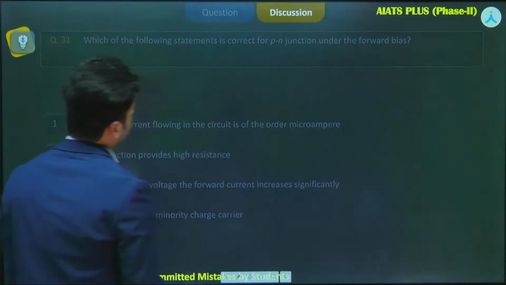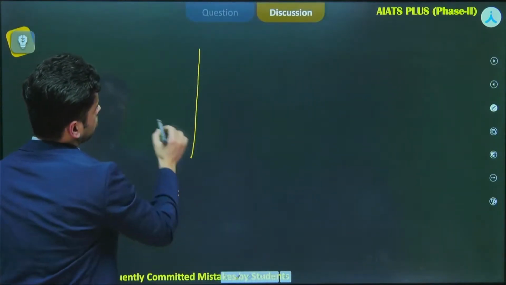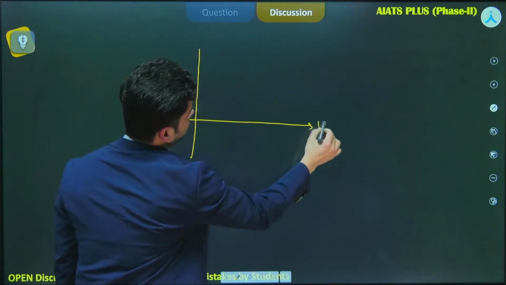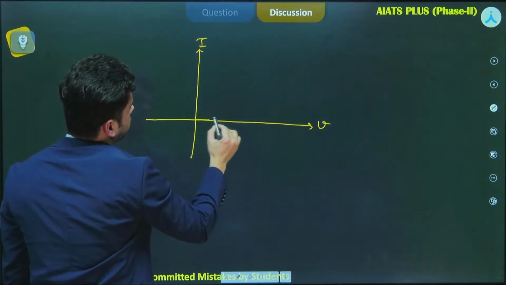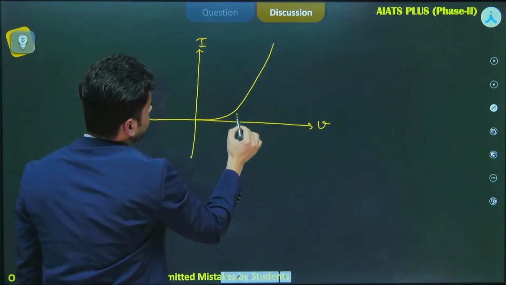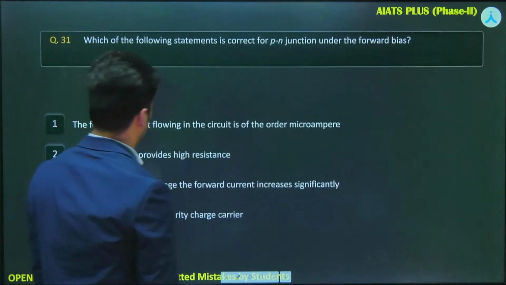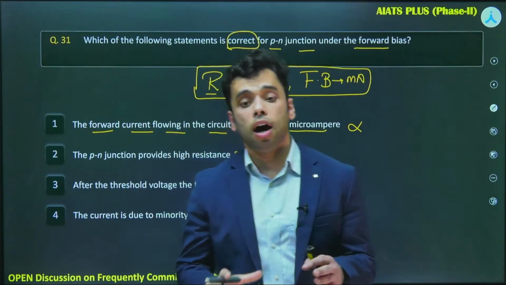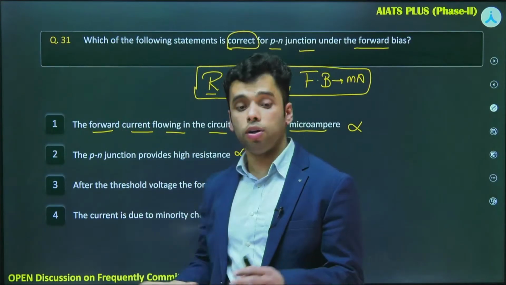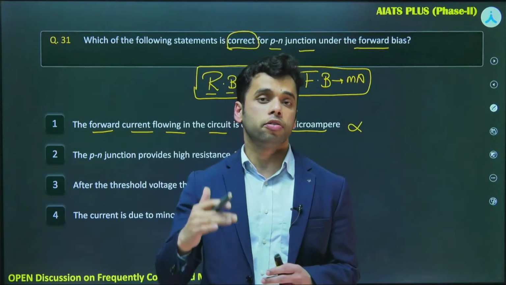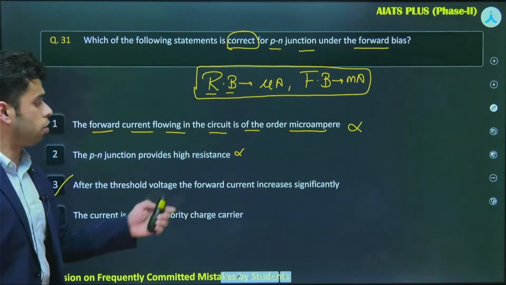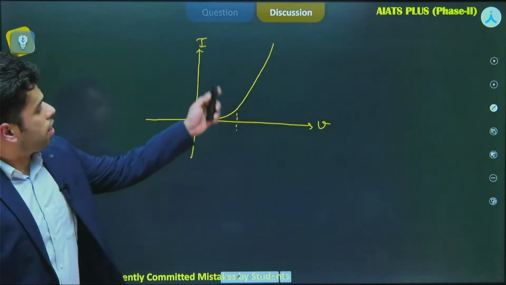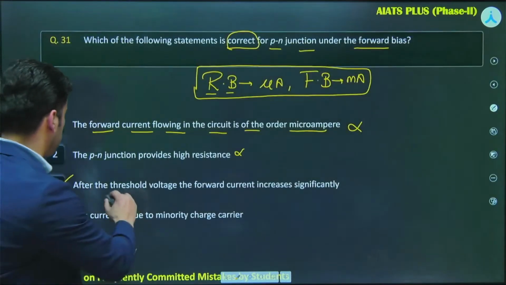If we try to draw the IV characteristic of the forward biasing, this is V and this is I. So it goes something like this. So this is the knee voltage or the threshold voltage, cut-in voltage, after which the current in the forward biasing increases significantly. So this one is correct. Option 3 is correct. After the threshold voltage, the forward current increases significantly. So this one seems correct.